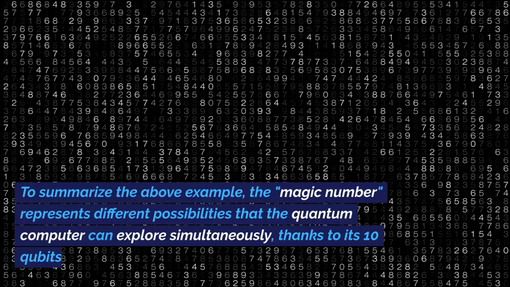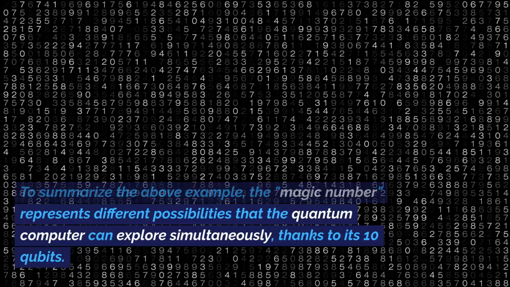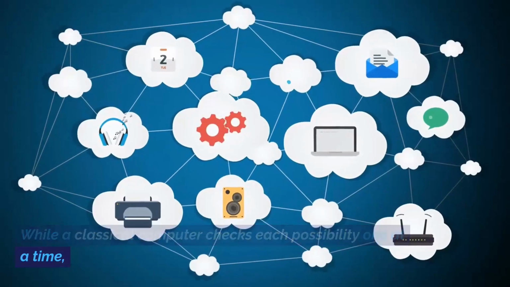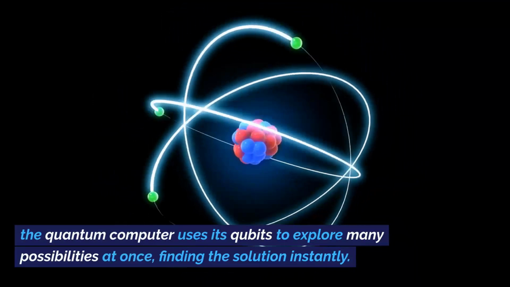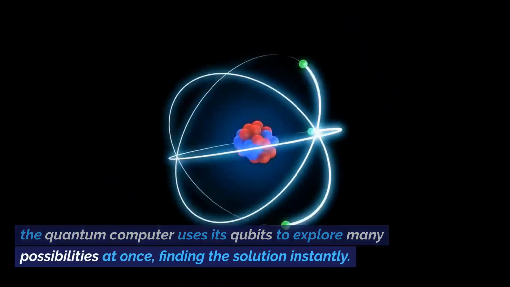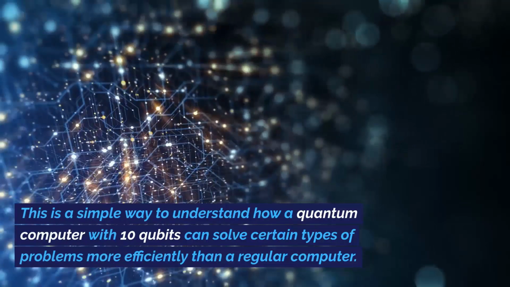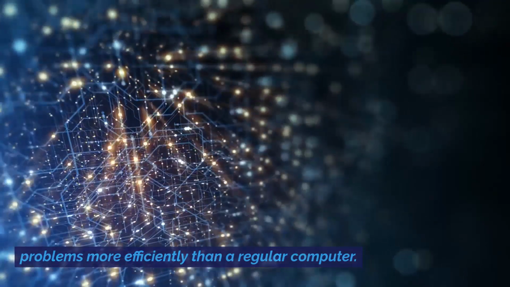To summarize the above example, the magic number represents different possibilities that the quantum computer can explore simultaneously, thanks to its 10 qubits. While a classical computer checks each possibility one at a time, the quantum computer uses its qubits to explore many possibilities at once, finding the solution instantly. This is a simple way to understand how a quantum computer with 10 qubits can solve certain types of problems more efficiently than a regular computer.